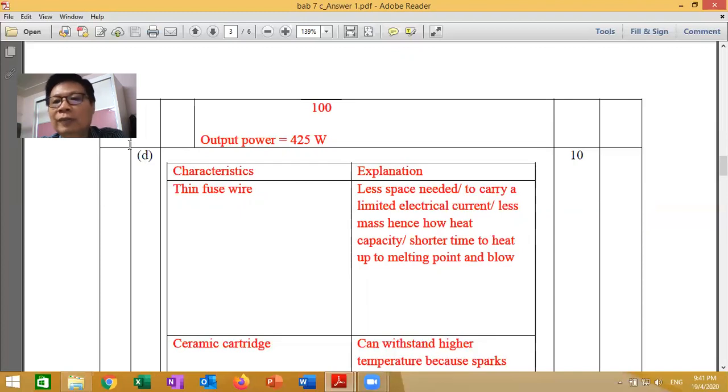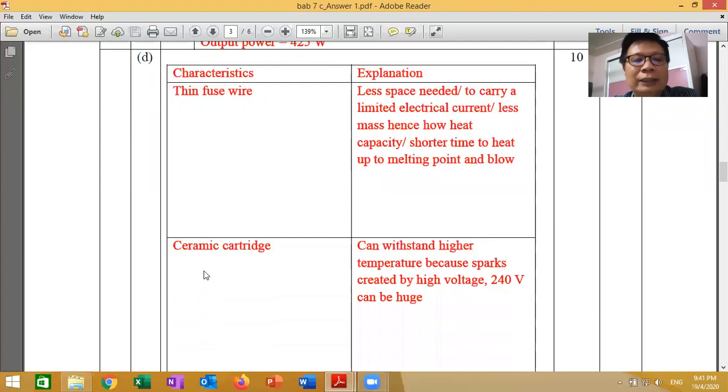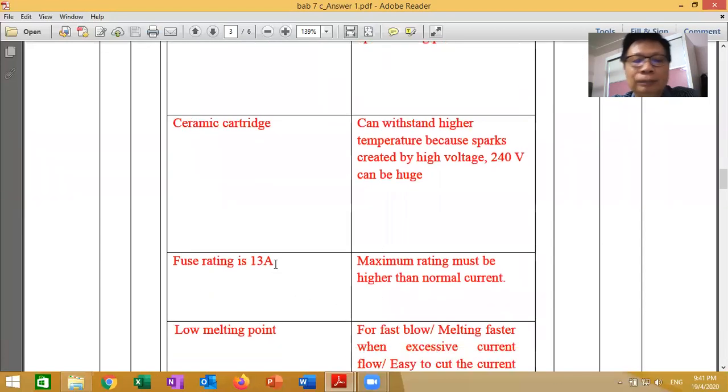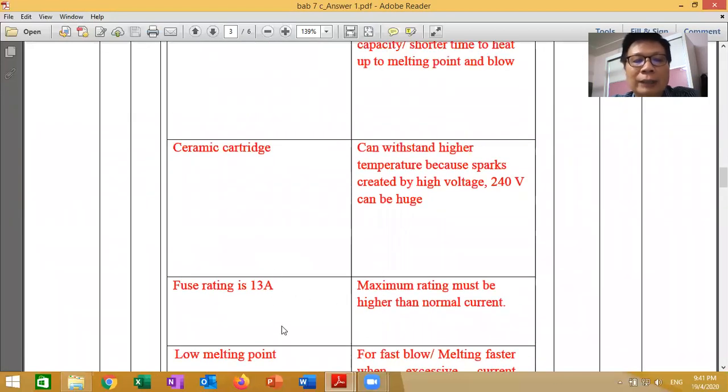Now move over here. The second one is we choose a ceramic cartridge. The reason is it can withstand higher temperature, because a spark created by high voltage can be hot. You must have something that can withstand the high temperature, to prevent fire from starting. Third one is the fuse rating. You calculate just now what the current is.